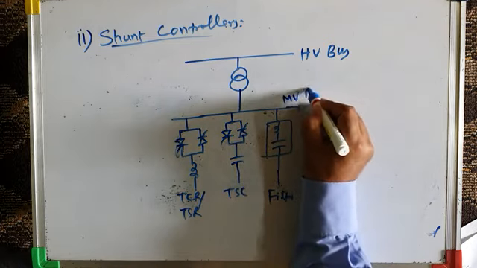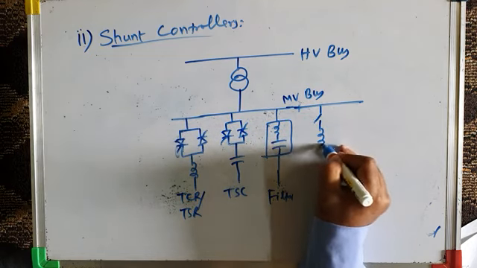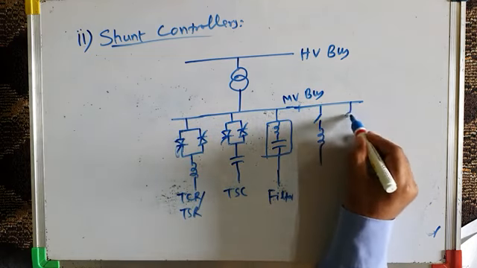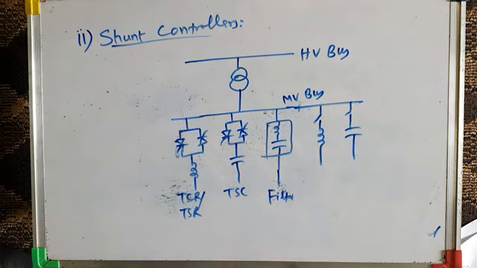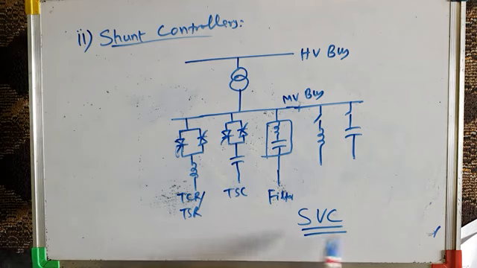This is medium voltage bus. I should write it here. And then I may have a small inductor and I may have a small capacitor like this. Right? So this is the schematic diagram of static var compensator, SVC.